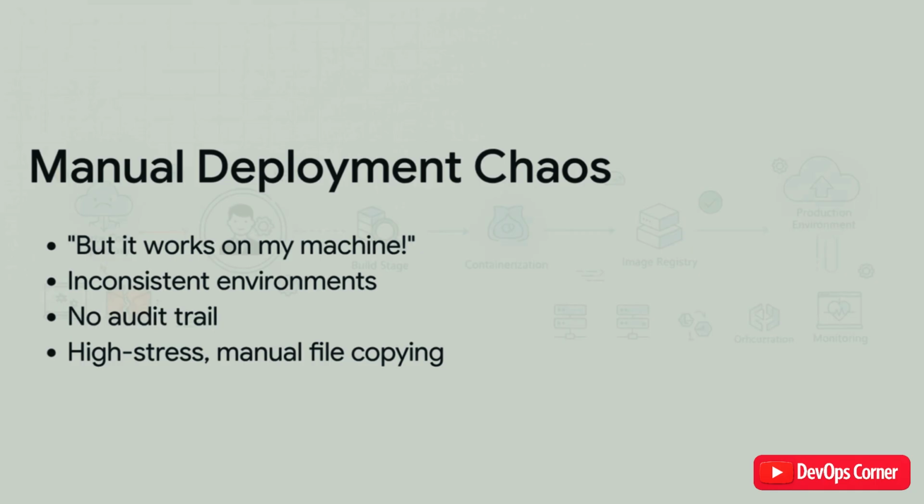Then there's the bigger problem of inconsistent environments themselves. Your development machine, the staging server, and the production server, over time, they've all drifted apart. They're kind of like estranged siblings who don't even look alike anymore. And when something inevitably breaks, who do you blame? With manual deployments, there's almost never an audit trail. You have no idea who deployed what or when they did it, which just makes debugging a complete nightmare of finger pointing. It is just a high-stress, error-prone mess of moving files and crossing your fingers.